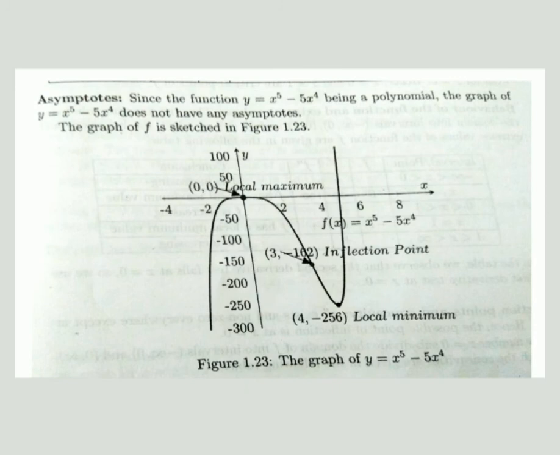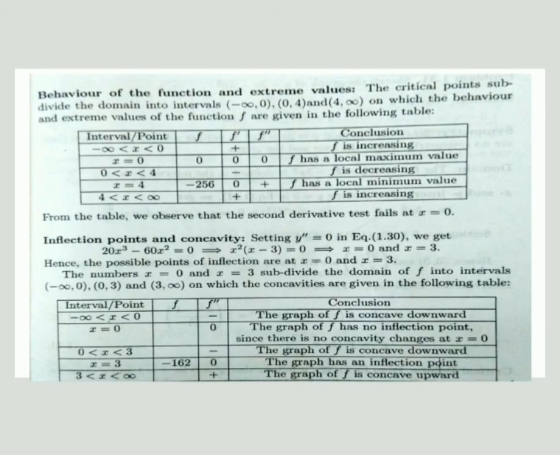So at (0, 0) we have a local maximum and at (4, minus 256) we obtain a local minimum here. The point of inflection is (3, minus 162), only one point of inflection here.